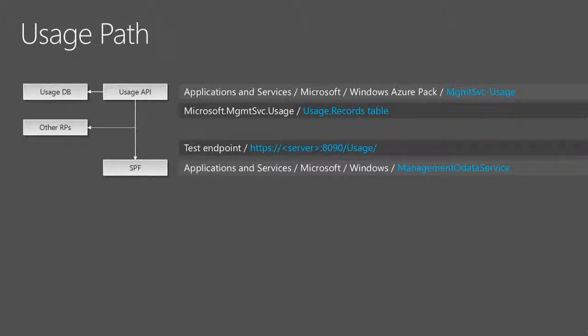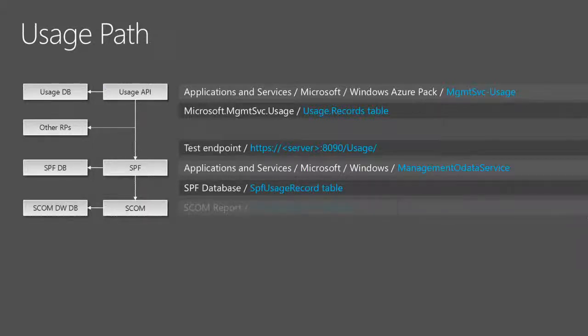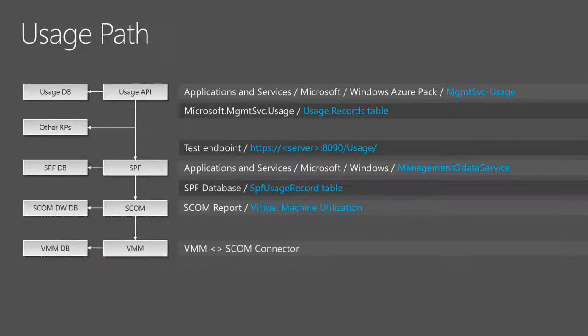You can just test the endpoint again. That is the same. And we already saw for SPF where you can find the logs there. The SPF database holds the current set for the metrics. So there's a table there that's interesting to look at too. Then SPF communicates with SCOM. SCOM will retrieve the information from VMM, and they all have their own databases. There is a report on the SCOM server which you can execute to look if actual information is retrieved. VMM has a SCOM connector.